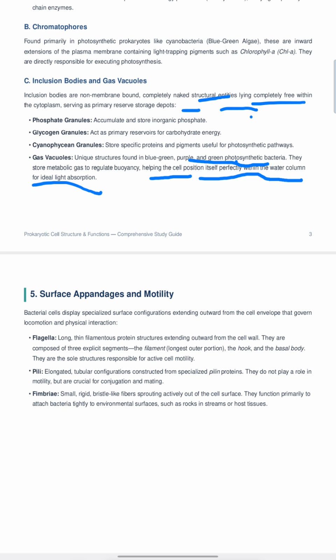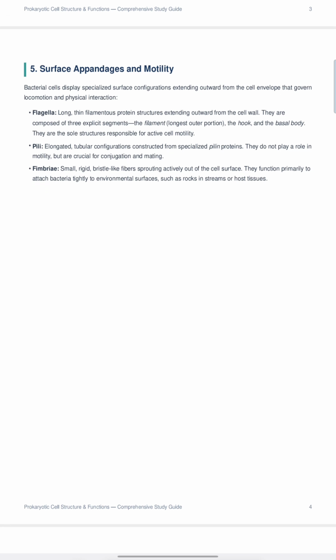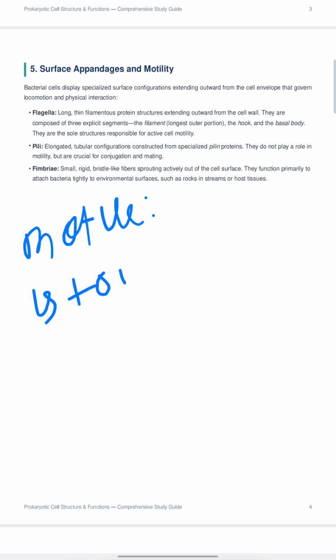So now moving to the next topic, that is surface appendages and motility. These are motile structures, locomotory organs or structures. One thing I missed to tell you, that is motile. Motile means the capacity of an organism to move independently.